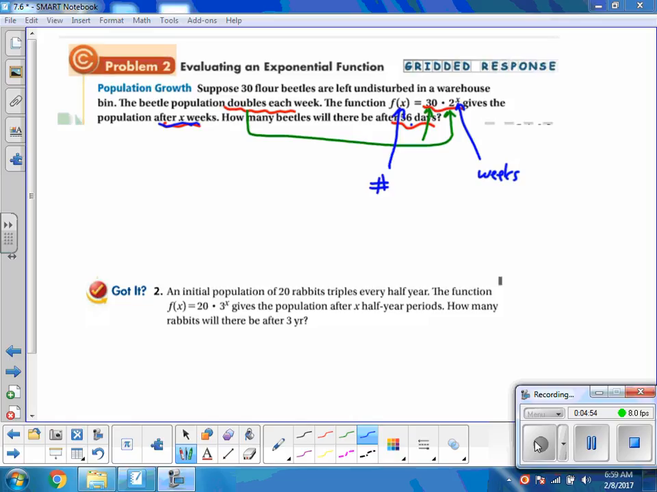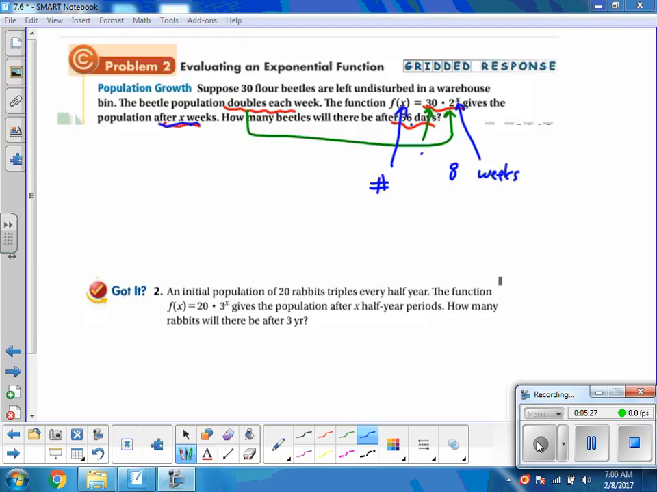This is just a substitution problem. So 36 days, or is that 56 or 36? Okay, that's 56 days. So I'm going to take my 56 days and divide that by 7, because I want to see, like, well, how many weeks is 56 days? So 56 days divided by 7 is going to be 8. Okay, so 56 days represents 8 weeks.